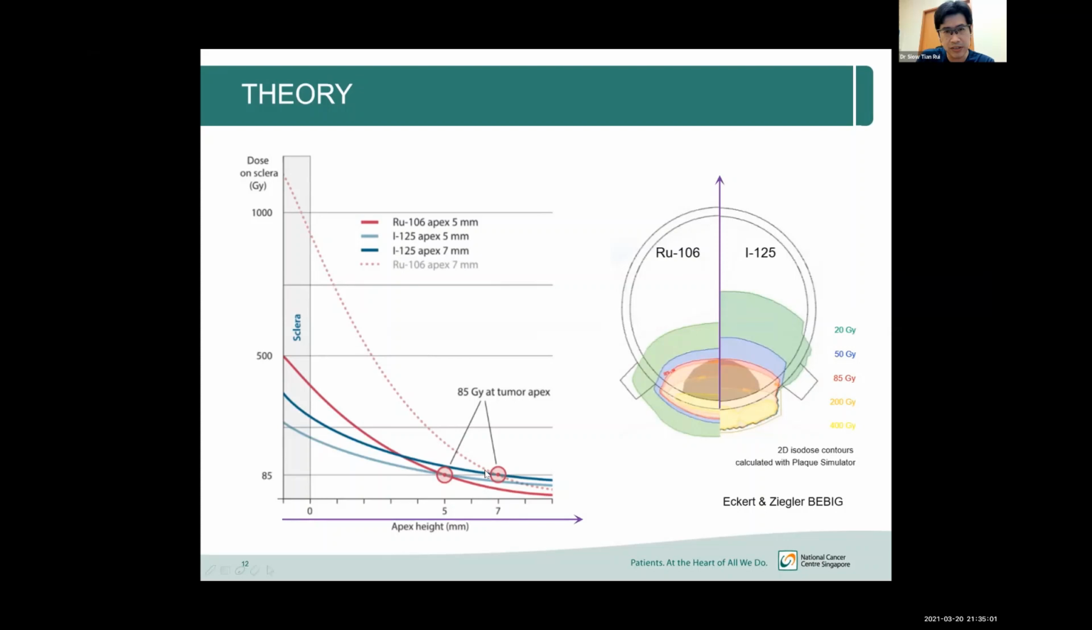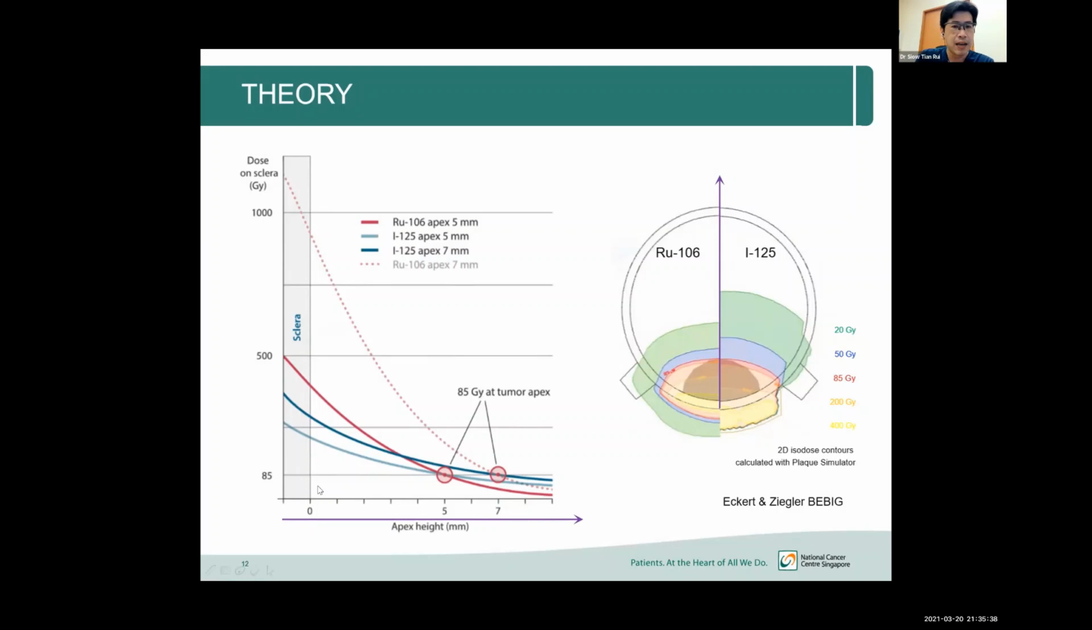Once again, fairly similar. Now, if we look at the tumor that's about 5 millimeters in height, if we use a ruthenium plug, you can get the dose here, 85 gray, and then the dose falls off fairly quickly because of the steep curve, and the dose to the rest of the eye is much lower. Whereas if we were to use the iodine, which is this light blue line, to get 85 grays to the apex of the tumor, the dose does not fall off as fast and we end up with a higher dose to the rest of the eye.